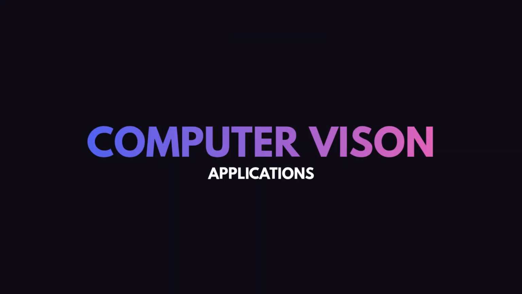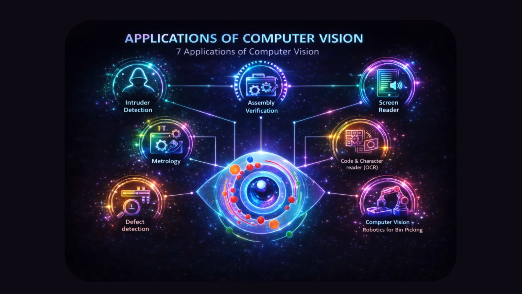Now that we understand how computer vision works, let's look at where it's actually used in the real world. Computer vision isn't just a theory, it's already powering multiple industries around us and has been for a long time, starting with intruder detection. AI systems monitor environments and instantly detect unauthorized access using cameras. Next, assembly verification. In manufacturing, vision systems ensure every part is correctly placed with zero manual inspection. Then comes screen readers, helping visually impaired users by converting images and text into audio.